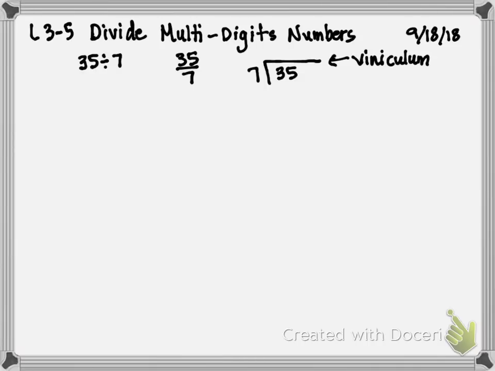Now, let's blow that guy up, and I'm just going to use numbers: 7, 35, and 5. Each one of these parts of the division symbol or the division problem has a name.